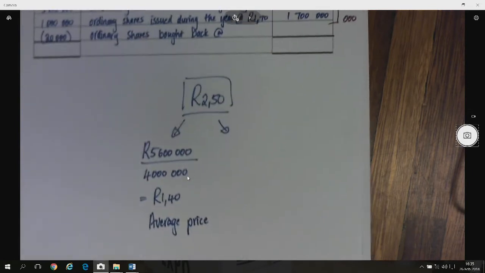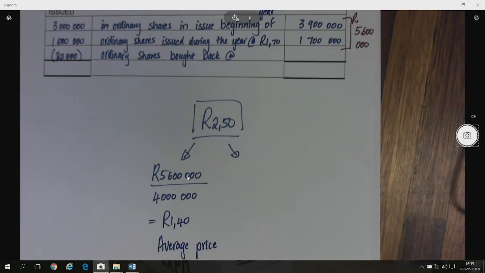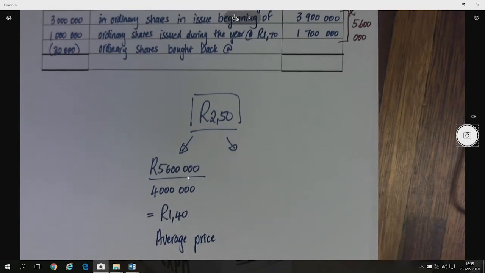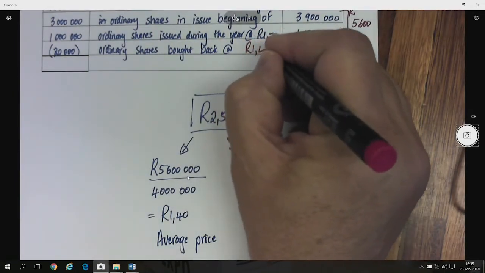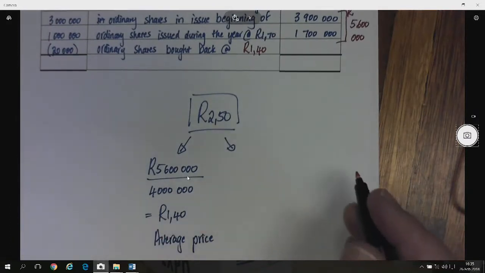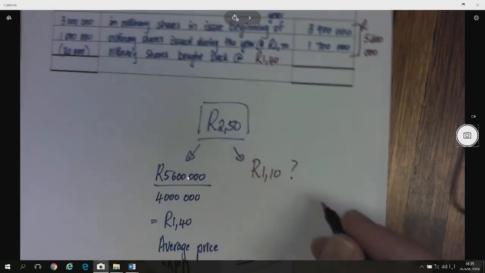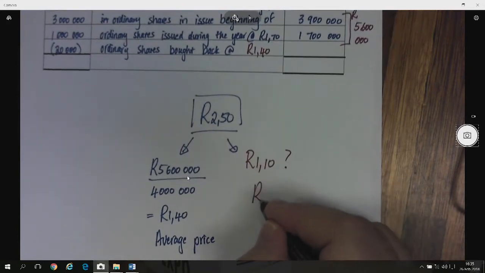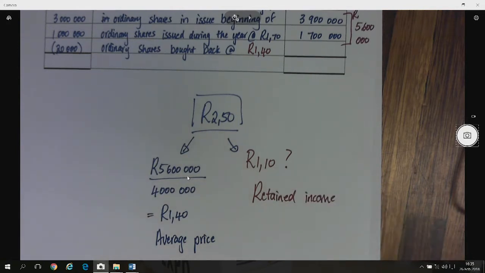And remember, you can only take out of your ordinary share capital at average price, because this is the only amount that you've got. So you can only put R1.40 there. You cannot put R2.50 there. But R2.50 minus R1.40 gives you R1.10. So where are we going to get that money from? From retained income. Okay, that we will do later.